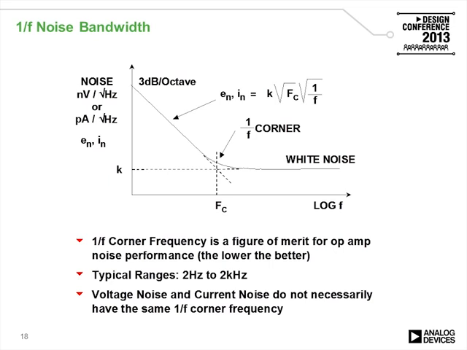1/f noise is another figure of merit for amplifiers and is usually dominant in DC applications. The position of the 1/f corner determines how much 1/f noise is present in any DC application.